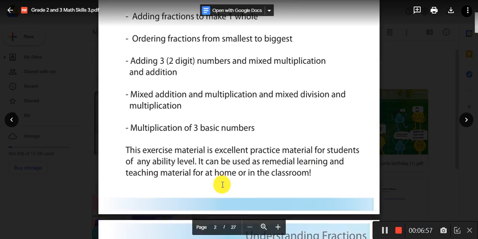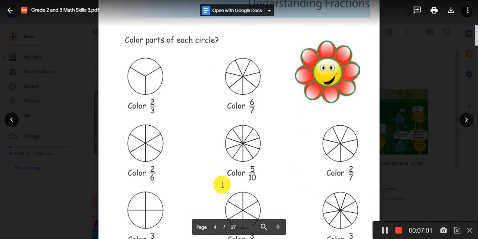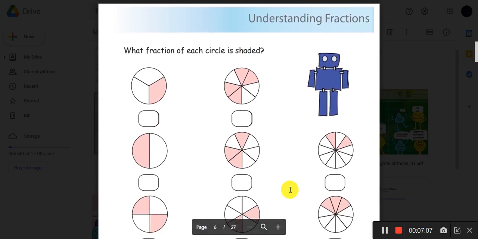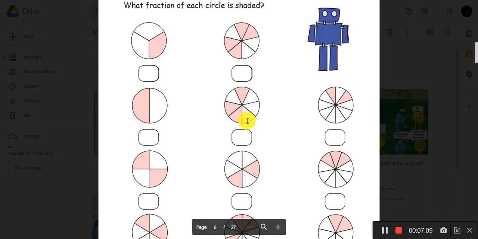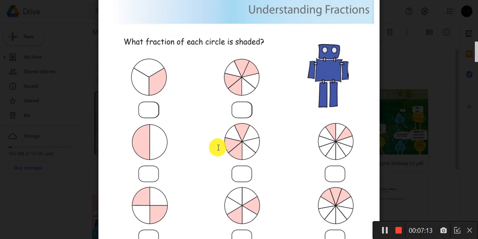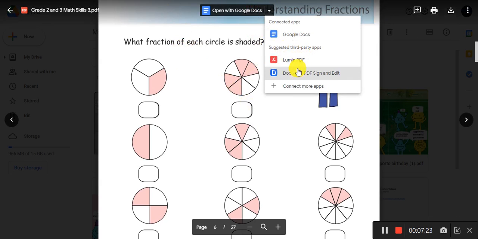I think it is. So we already did this. What you're going to do is, I don't want you to color. I actually want you to write, yes, this one with the robot. Which fraction of each circle is shaded? So you're going to download this to your downloads folder, and then you're going to go into DocHub.